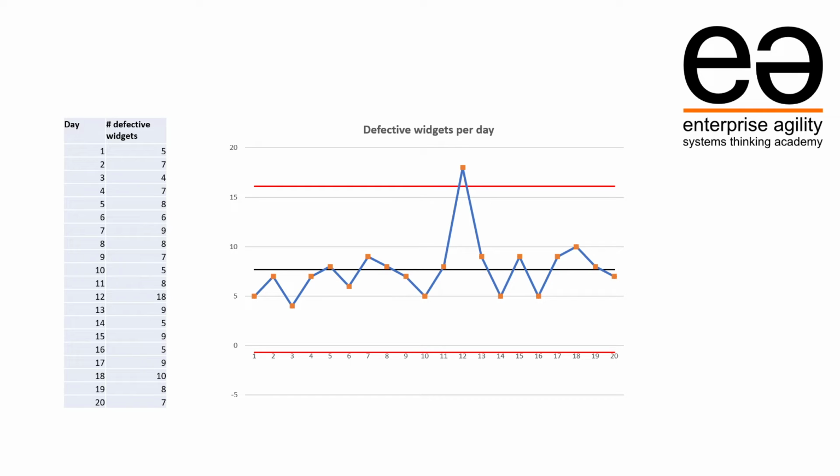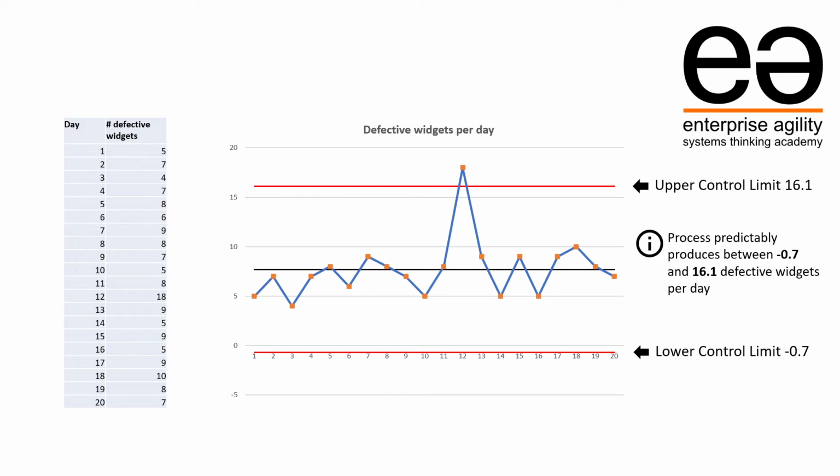In this instance, the upper control limit is 16.1 and the lower control limit is minus 0.7. Both the upper and the lower control limits are products of the underlying variation within the data and as such are able to give us an insight into the future performance of the process. Specifically, this control chart is telling us that on day 21, the number of defective widgets produced by this process will fall between the lower control limit of minus 0.7 and the upper control limit of 16.1, an insight that averages can never give us.